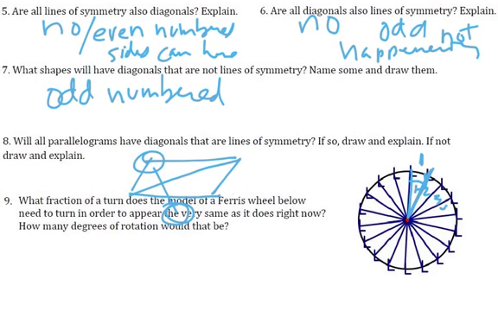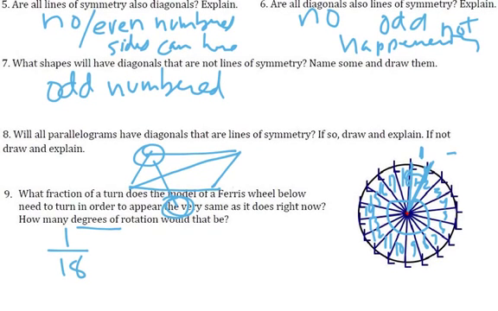1, 2, 3, 4, 5, 6, 7, 8, 9, 10, 11, 12, 13, 14, 15, 16, 17, 18. So the fraction would be 1/18 of the circle. How many degrees would that be? Well, that whole thing is 360, right? And we're going to take an 18th of that, so whatever 360 divided by 18 is. Let me grab my calculator, because that's one number that I don't know offhand. 360 divided by 18 is 20. So it'd be 20 degrees.